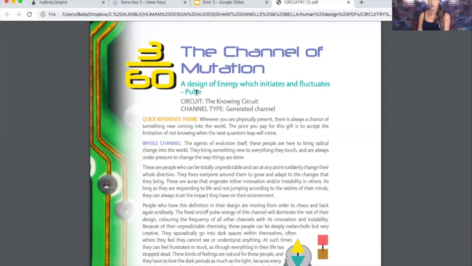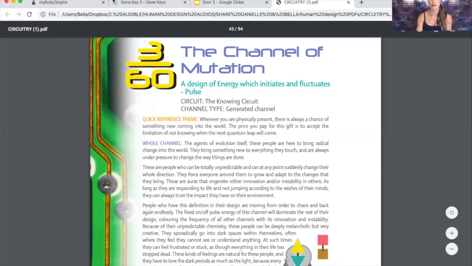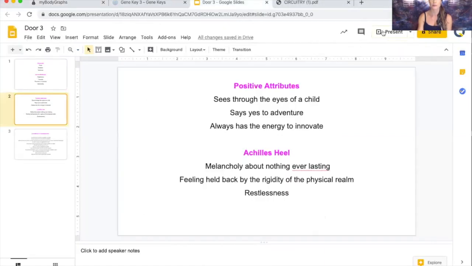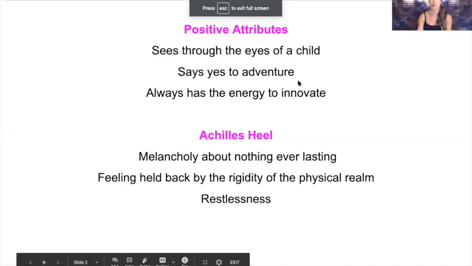So when we speak about the individual circuitry, which is the middle channels in the graph, like you see here, there is always this theme of melancholy in the individual circuitry. So the melancholy here is when we have the pressure to mutate, but we also have the limitations and having to wait for the right conditions. So the keywords when we look at it is going to be the melancholy about nothing everlasting.